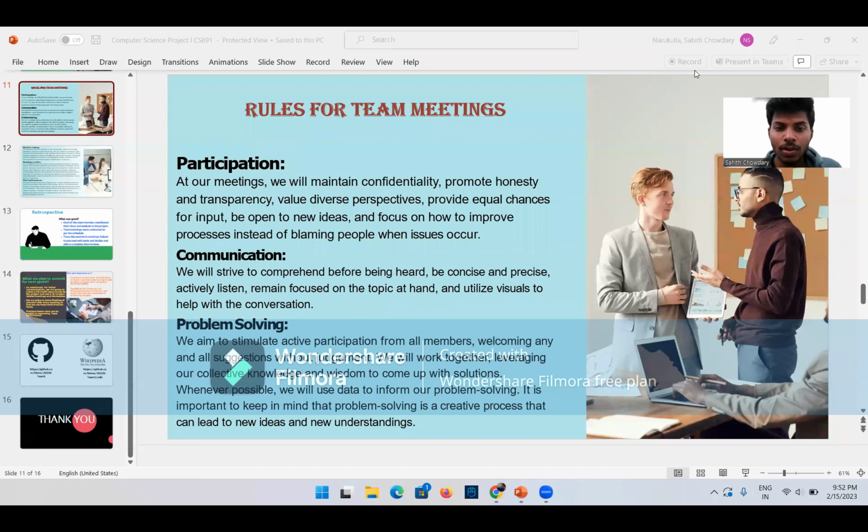First of all, here are the rules for team meetings. The first one is participation at our meetings. We will maintain confidentiality, promote honesty and transparency, and value diverse perspectives of our teammates. Provide equal chances for input. Be open to new ideas and focus on how to improve the process instead of blaming people when issues occur.